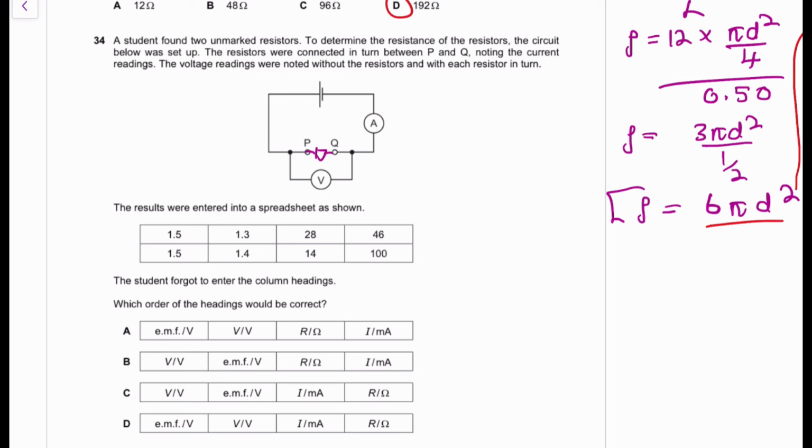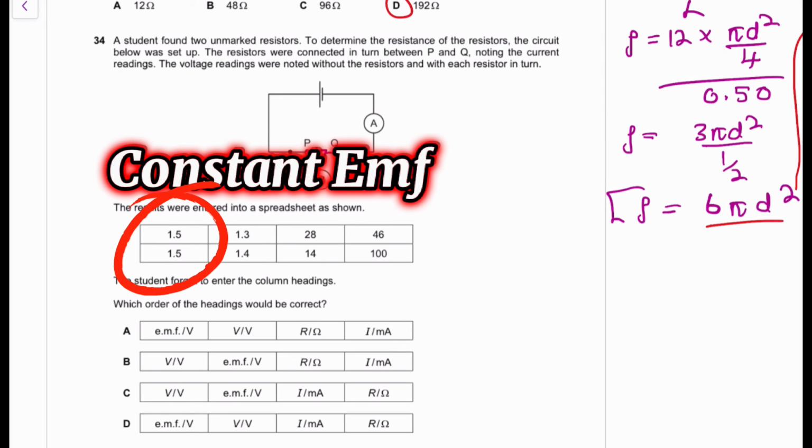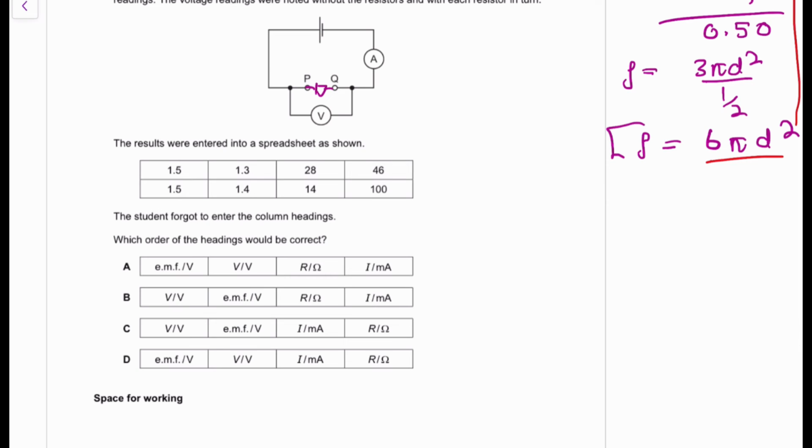So as you can see from the question, the EMF remained constant, and this is so because if you look at 1.5, it's also 1.5, meaning that the EMF actually remained constant, and the first row has to be the EMF because the EMF is the only thing that remained constant in this whole scenario. This means that B and C are going to be wrong answers. We'll be left with A and D, and we determine which one of those two is correct.